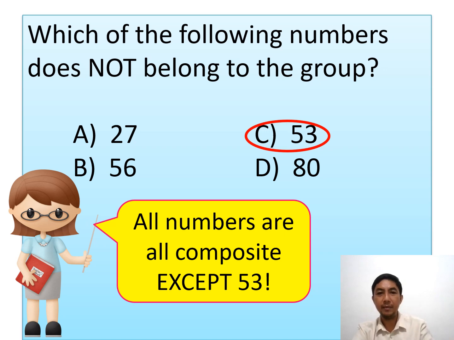So for letter A, 27 can be 1 times 27, can be 3 times 9. Okay, 56 is divisible by 2. Okay, and 80 is divisible by 2, by 5, by 10, by 4. So definitely A, B, and D are all composite numbers. But 53 is just 53 times 1. So no other factors other than 1 and itself.